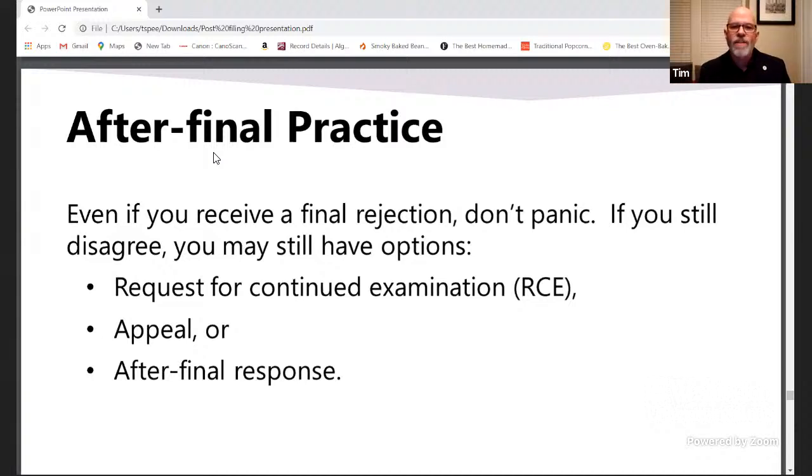After you've responded, depending on what happens, we can issue what's called a final rejection. And once we're after final, your options are more limited. You can appeal your case. You can say the examiner is wrong, and you can file an appeal to the Patent Trial and Appeal Board. You can do that anytime after the claims have been twice rejected. You don't even have to wait for a final rejection.